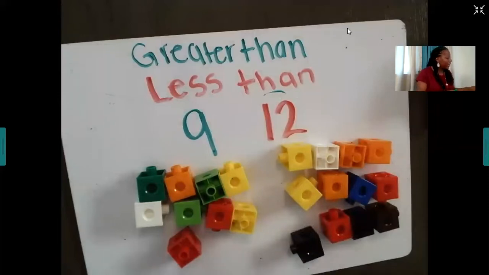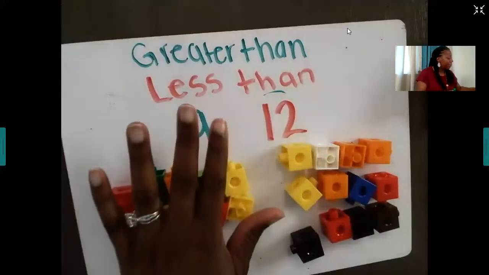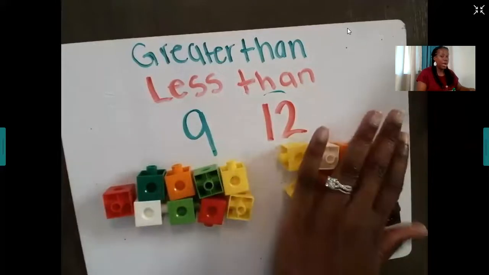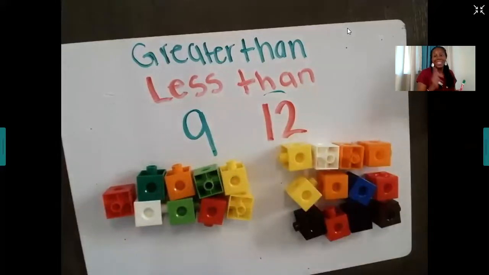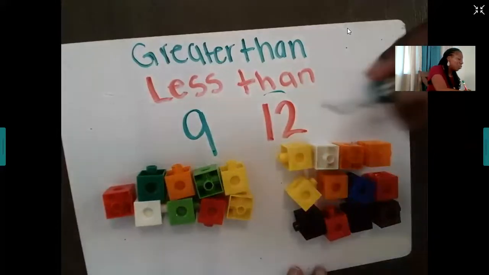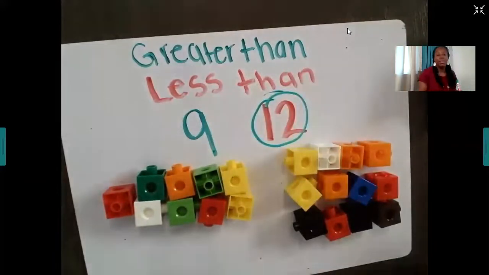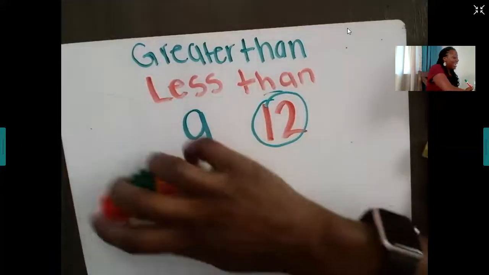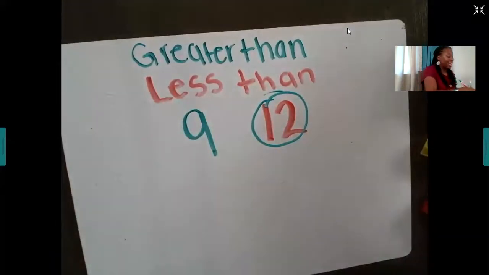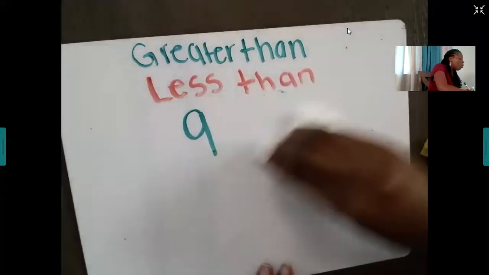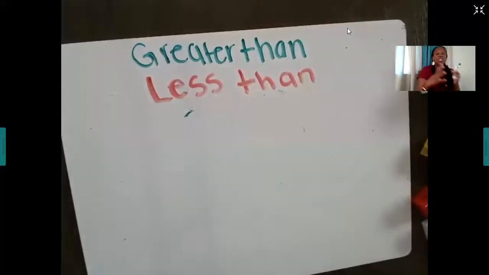So which one's bigger? Greater than, 9 or 12? Which one has more? That's right, you got it. 12 is greater than. I'm going to circle the 12. All right. Now let's go ahead and look at less than. Less than means that we're looking for the number that is smaller. Yes, less than means smaller.